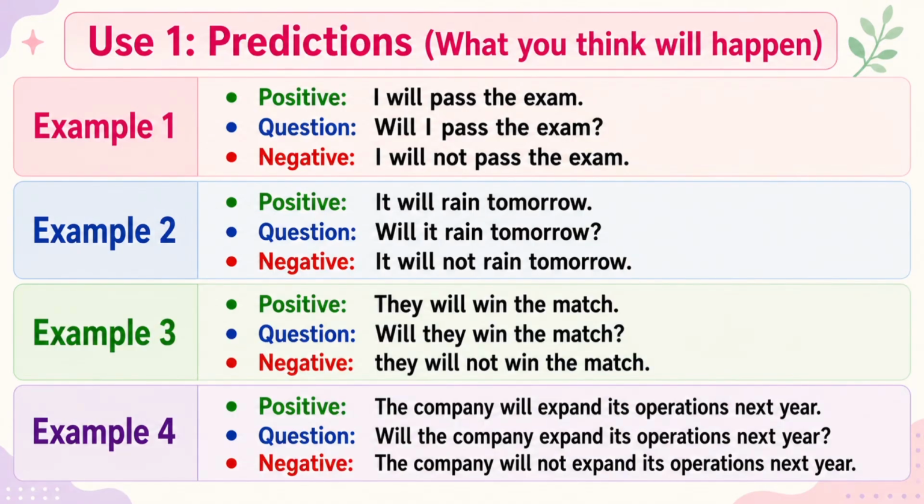Now let's understand the first use of the simple future tense. The first use is for predictions. A prediction means something that you think will happen in the future. It is your opinion, belief, or expectation.